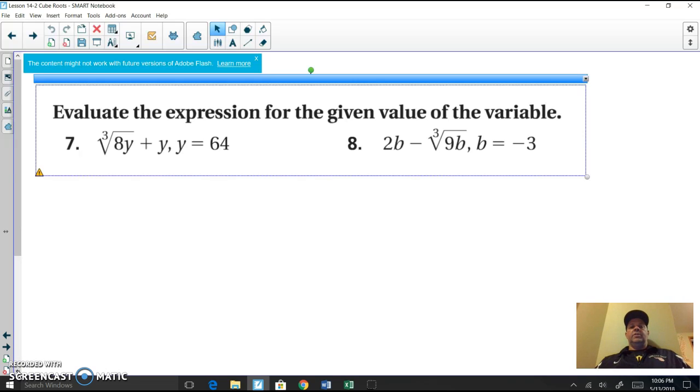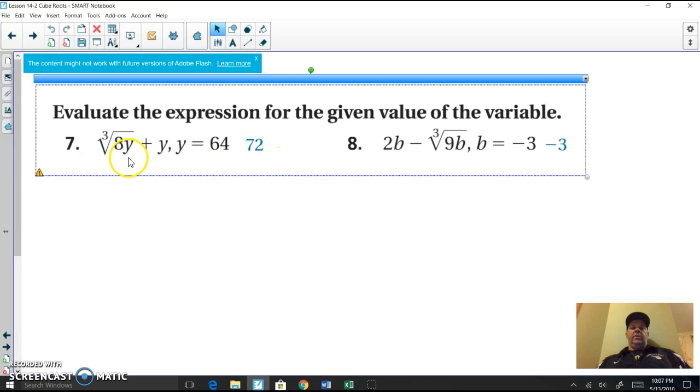Please solve number 7 when y equals 64. Please evaluate number 8 when b equals -3. Please pause the video, and when students are ready, start it up and we will have the answer.